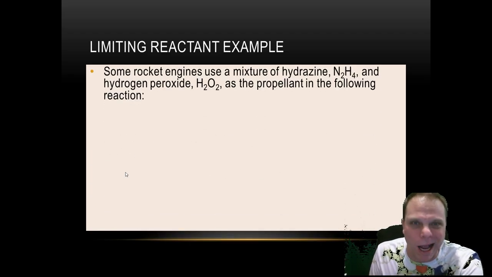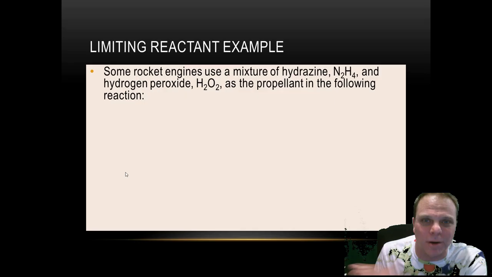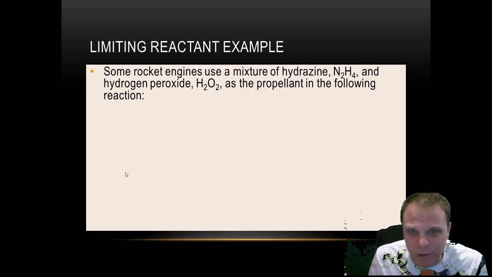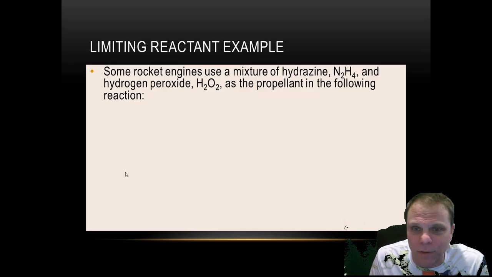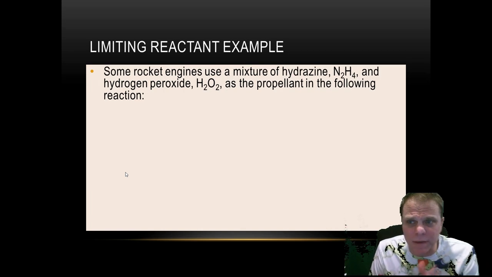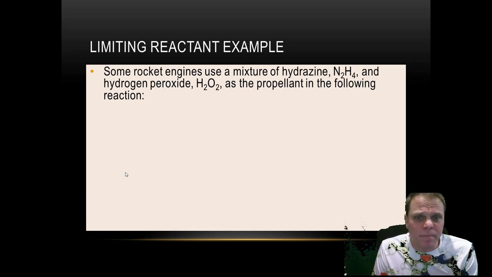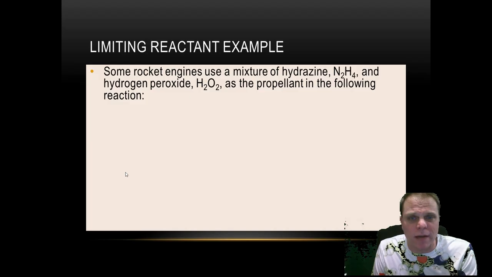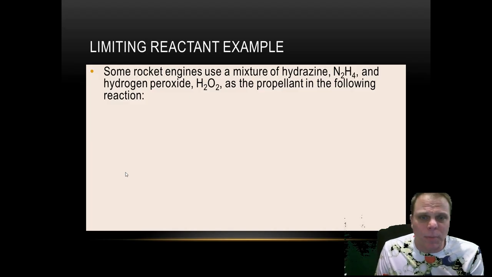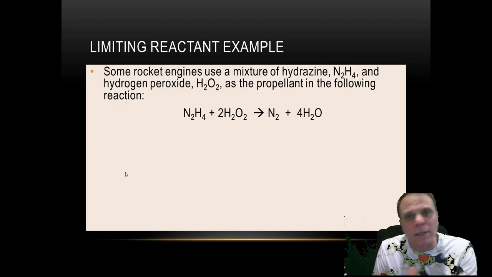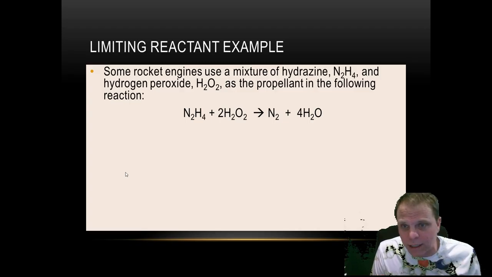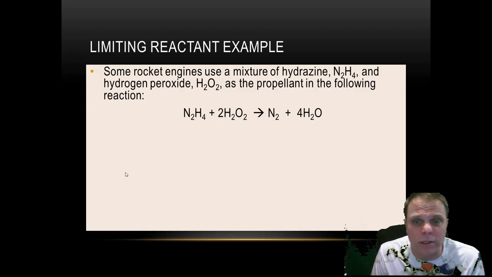Here we're going back to the rocket fuel, right? Hydrazine. We did this in another problem earlier on with one of our bell works or catalysts, right? And so we've got this hydrazine, and it says some rocket engines use a mixture of hydrazine and hydrogen peroxide as a propellant. And this is the reaction. Hydrazine plus 2 hydrogen peroxides gives you nitrogen plus 4 H2O.